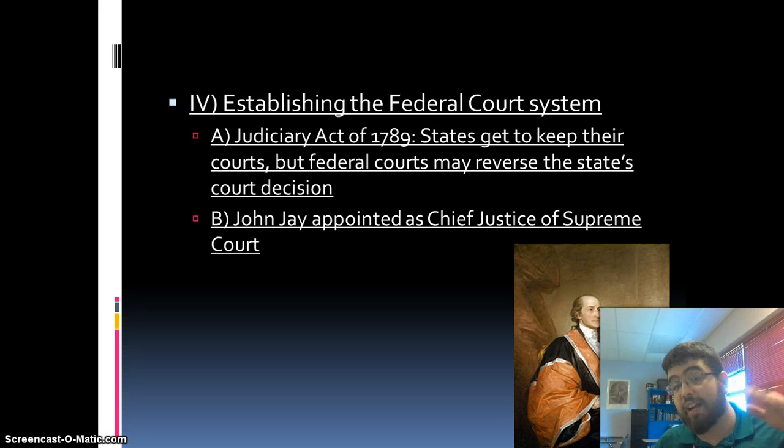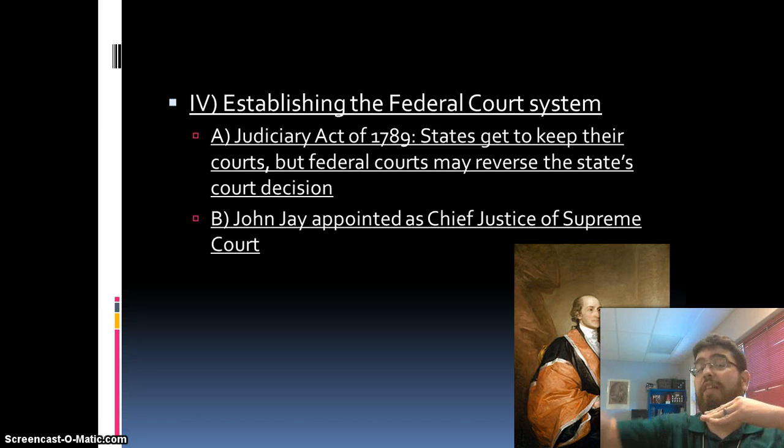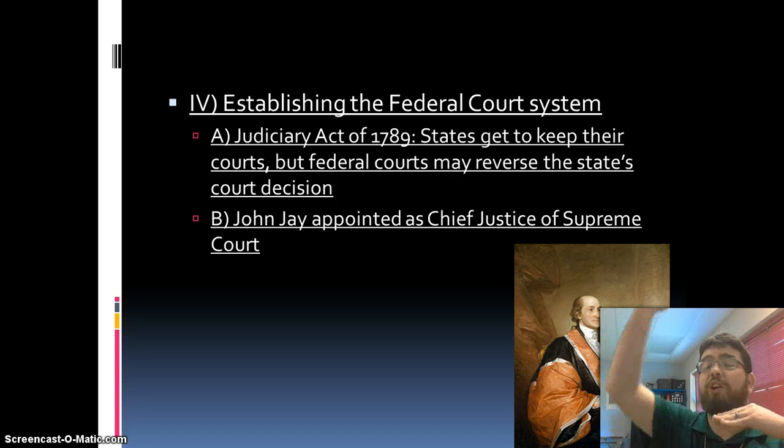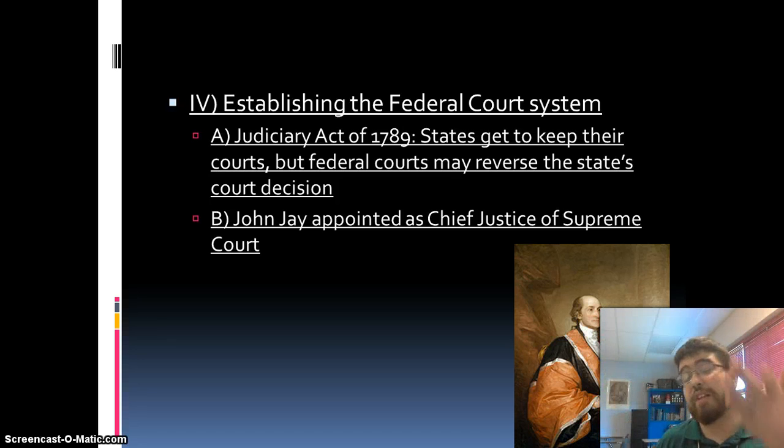So this is the idea that we have the state courts down here, and then we have the federal courts up here, and at the very top we have the Supreme Court, whose Chief Justice at this time would be John Jay, who's that guy right down in the bottom.